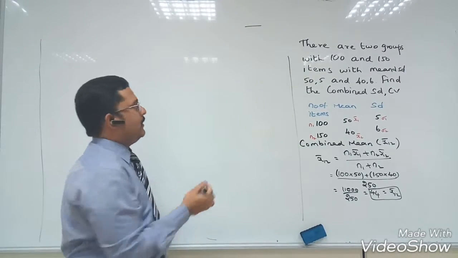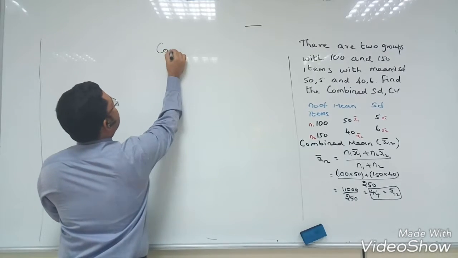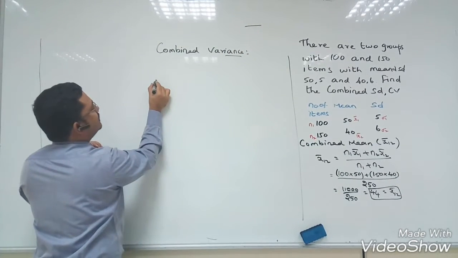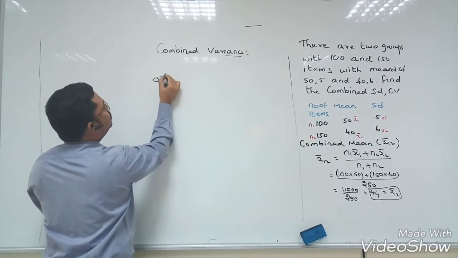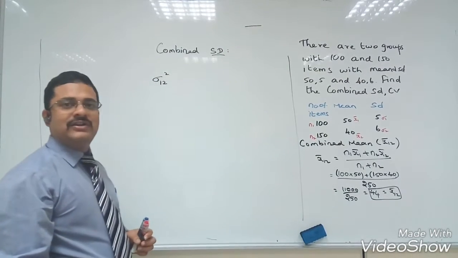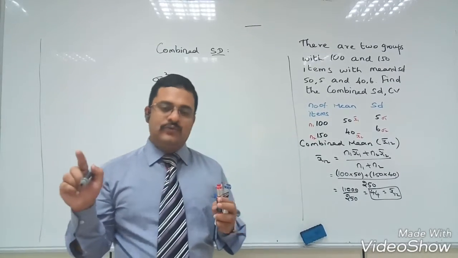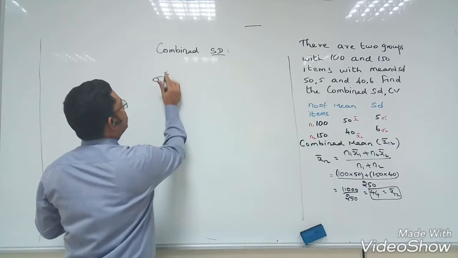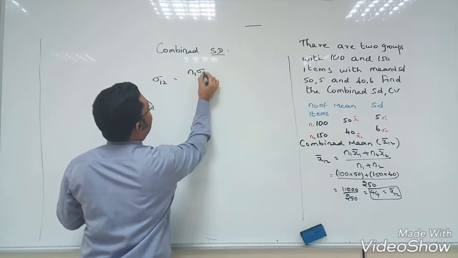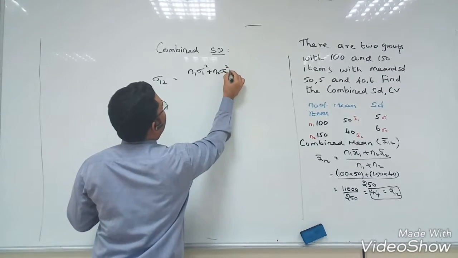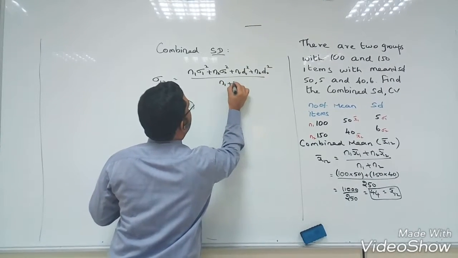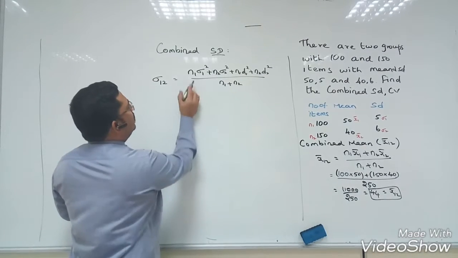Let's go for the combined variance. There is a special rule for combined variance. Let's take it as sigma 12 power 2. Actually, our objective is to find the combined standard deviation, so better we go ahead with that, because the standard deviation is just the square root of the variance. So sigma 12 is equal to the square root of N1 sigma 1 power 2 plus N2 sigma 2 power 2 plus N1 D1 power 2 plus N2 D2 power 2, divided by N1 plus N2.